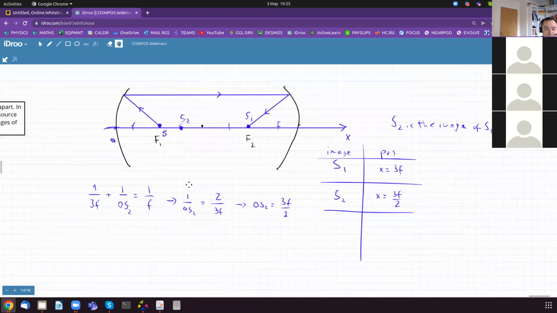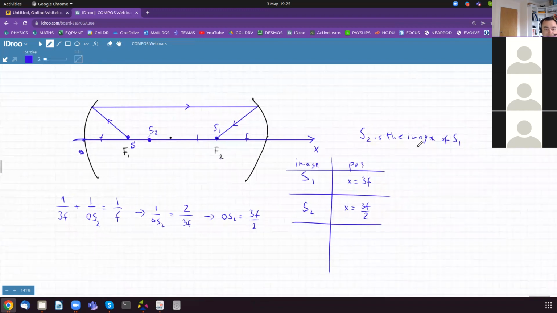So S2 is the image of S1 in the left mirror. S3 is the image of S2 in the right mirror. Okay.